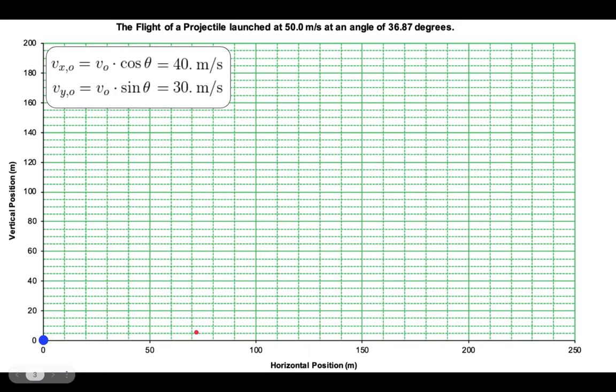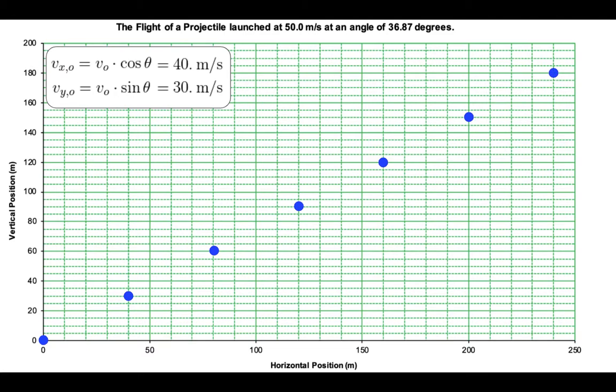So what we're plotting is here where it is in the x and the y direction. After 1 second, it's gone over 40 meters and up 30 meters. So every second it goes over 40 and up 30 meters. In another second, it would go over another 40 and up another 30. In another second, it would go over another 40 and up another 30. And it would keep doing this until it just left the Earth, if there was no gravity.